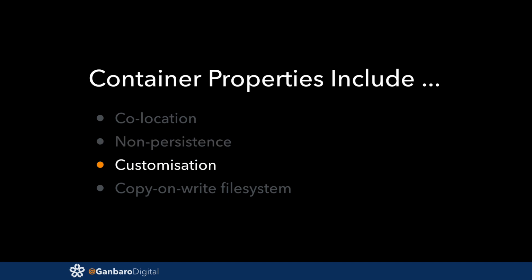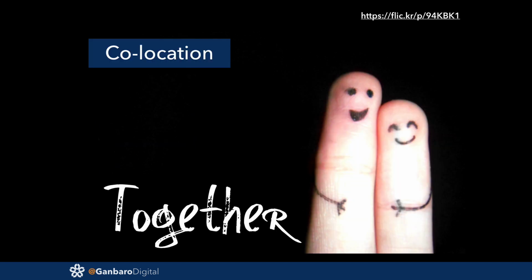Then there's customization. It's not obvious when you first start using containers and start running them, but they can customize themselves on startup, and we'll show you more about that. And finally, you need to know about the file system that's inside the container when your code's running. It's not the same as what you're running on your host computer. And it has some different properties and some different caveats. You need to know about those. Okay? So let's start with co-location.